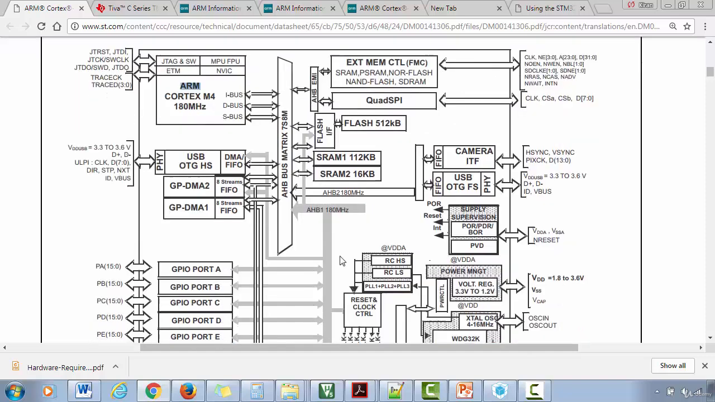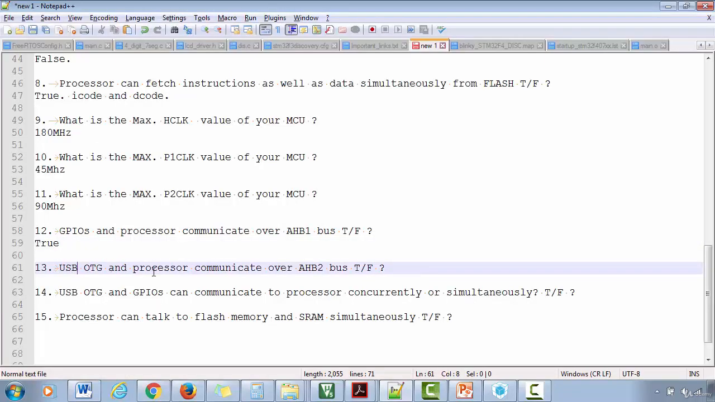Please remember that finally everybody should connect to the system bus through the bus matrix. The bus matrix is a traffic controller kind of guy who decides which bus to connect for a given point in time. That means the bus matrix will serialize the access. So the answer for this question is GPIO connects to the ARM processor over the AHB1 bus via the system bus.